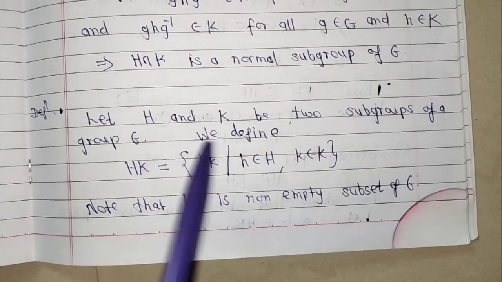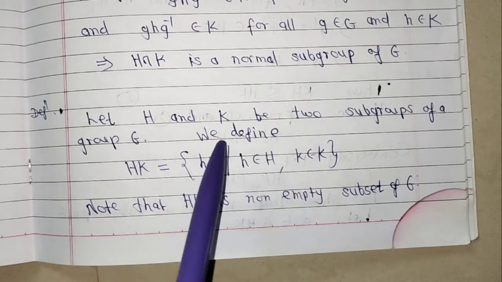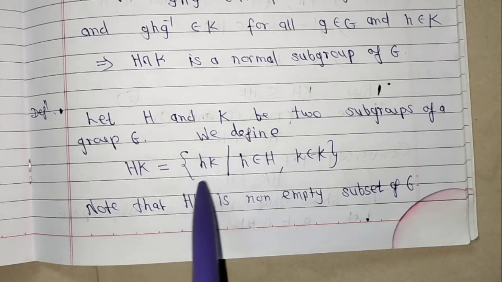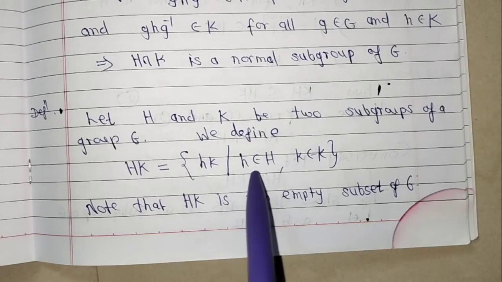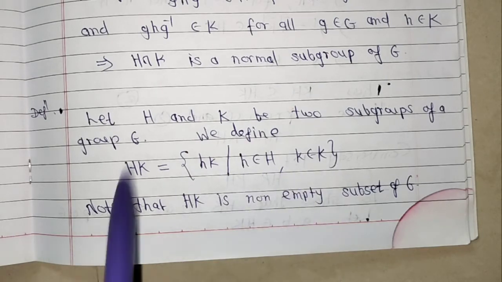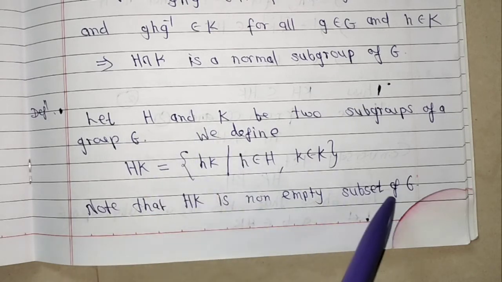Let H and K be two normal subgroups of a group G. Here we define HK. HK equal to the set of all small h k such that h belongs to H and k belongs to K. Bracket complete. Here note that HK is a non-empty subset of group G.